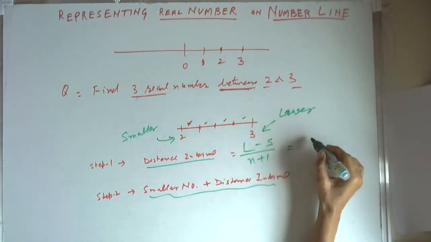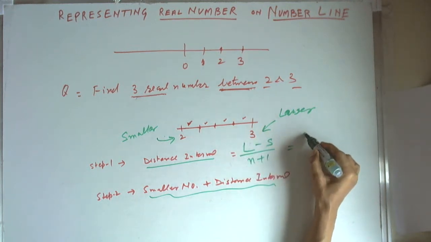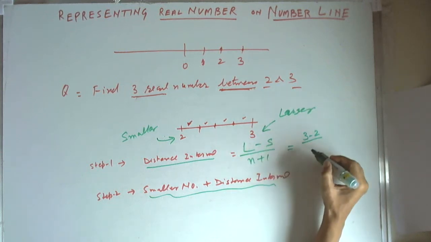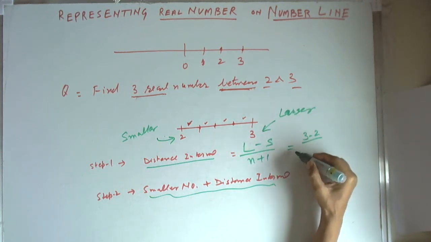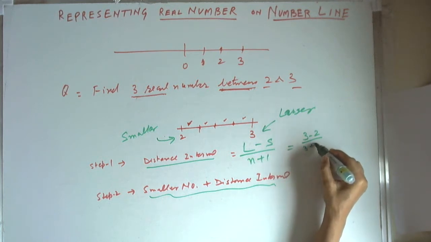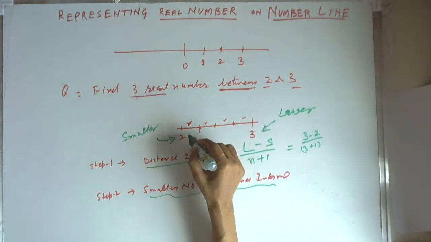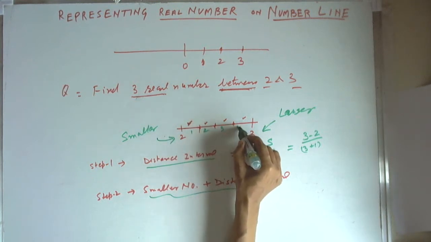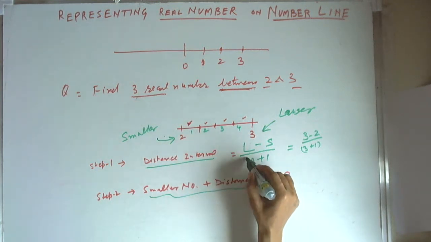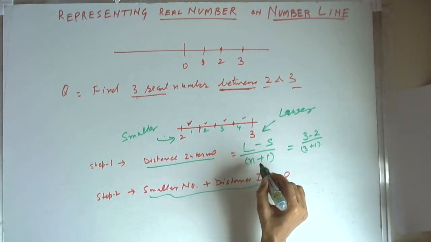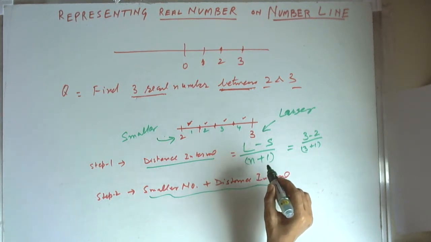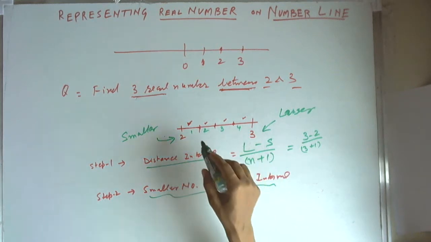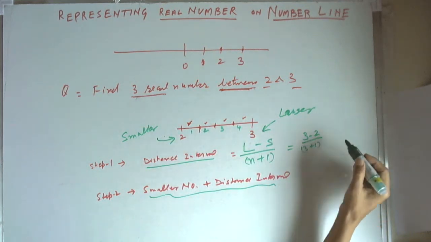In this case the larger number is 3, so 3 minus 2, and we have to find 3 points, so this will become 3 plus 1, because there are 4 intervals. This is interval 1, this is interval 2, this is interval 3, this is interval 4. So if you have to find 3 numbers, there will be 4 parts. There will always be one additional part.